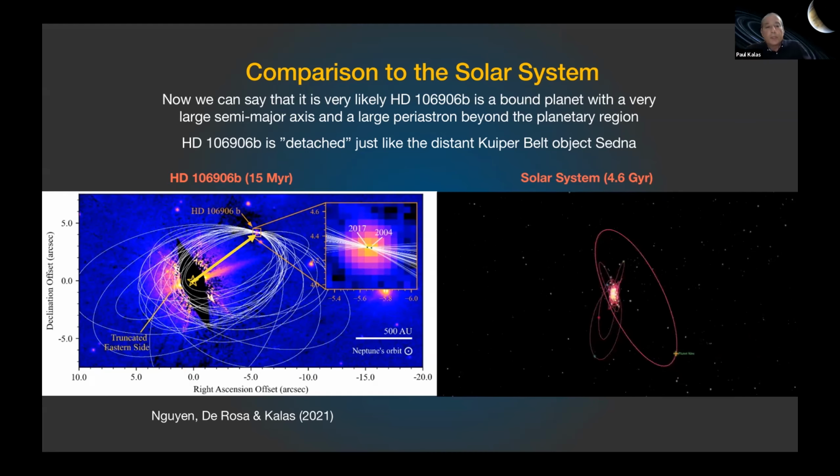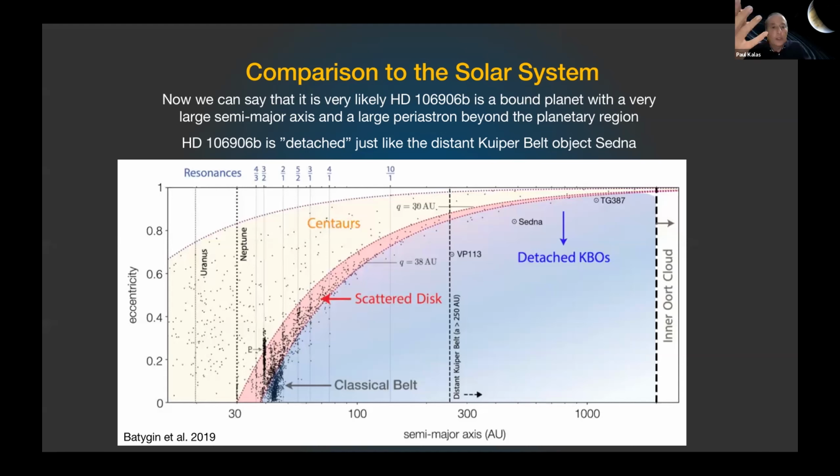So here's a nicer plot that shows the dynamical populations of our solar system, semi-major axis on the x-axis and eccentricity. And you see the resonant populations of low eccentricity objects that comprise the classical Kuiper belt. You have the scattered disk. And then out here on the right, you have the detached Kuiper belt objects, which have high eccentricities, large semi-major axes, and they never interact with Neptune. Their periastra are greater than 30 AU.